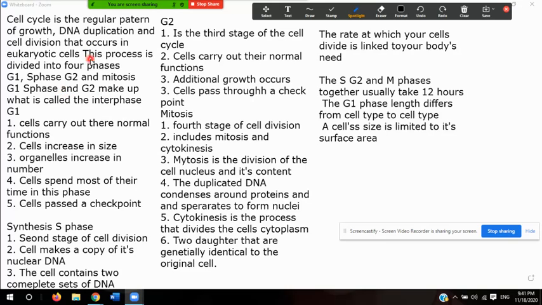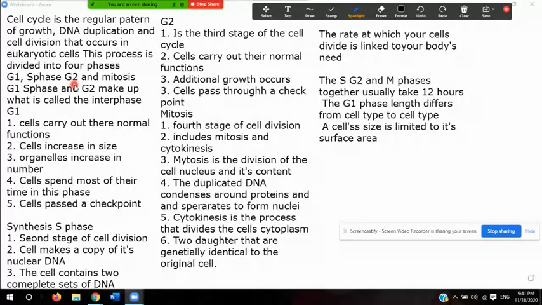All right. It says this process is divided into 4 phases: G1, which is also called gap 1, the S phase, which is also called the synthesis phase, G2, which is called gap 2, and mitosis.